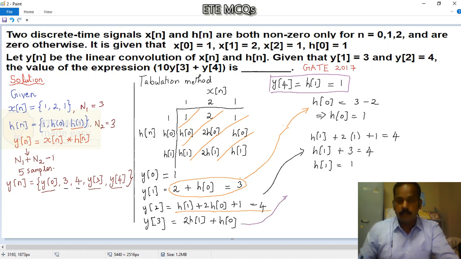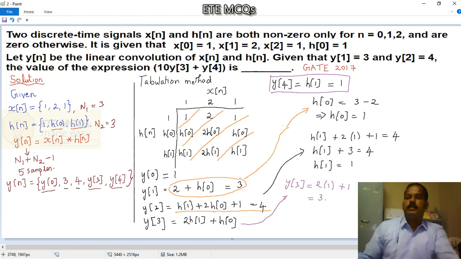Similarly, we have identified y of 3. Y of 3 is nothing but 2 times h of 1 plus h of 0. 2 into h of 1 is 2, plus h of 0, which is also 1. So you get y of 3 is equal to 2 plus 1, which is equal to 3. So even this is identified. Y of 3 is equal to 3.